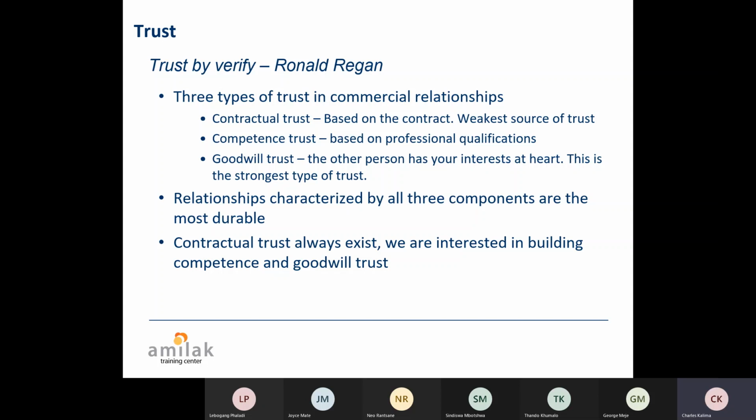If we're talking about relationships, if it is relationship counseling, then I'll say to you, goodwill trust is the best. You don't have to say no because I've got a contract with this person, then I'll trust them. We're talking about procurement. In procurement, you must have all. You must have contractual competency and goodwill trust. Contractual trust always exists. We are interested in building competence and goodwill trust. These two are the ones that are going to hold the relationship going forward.